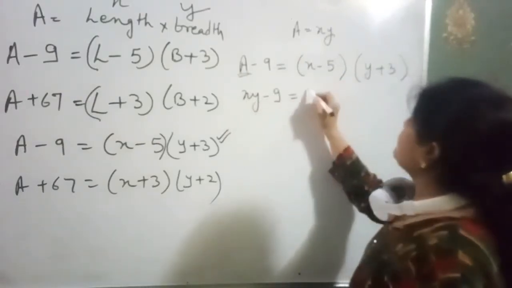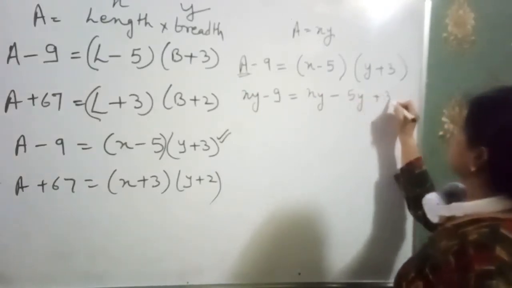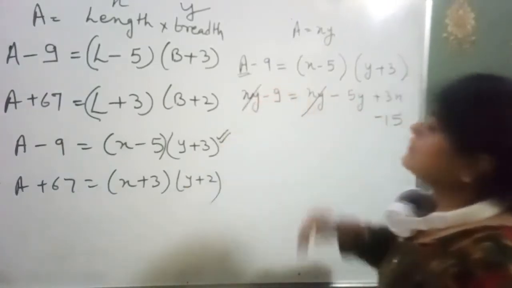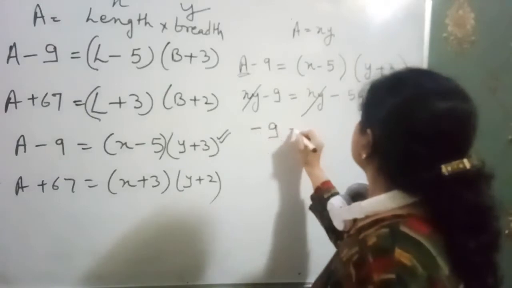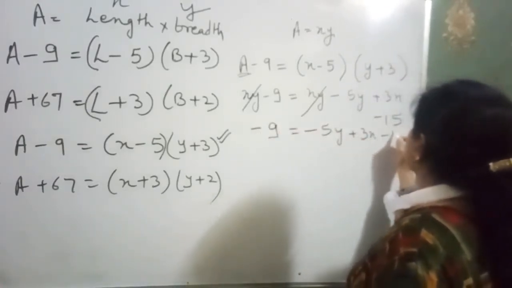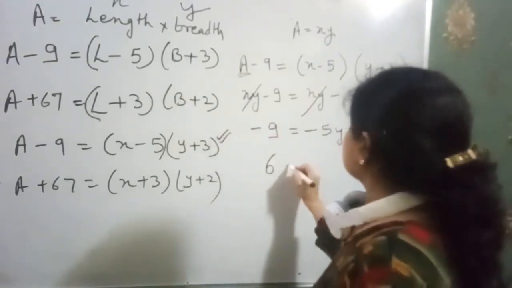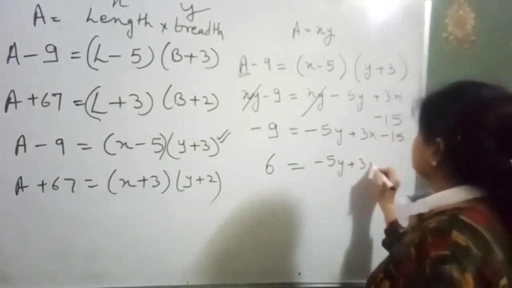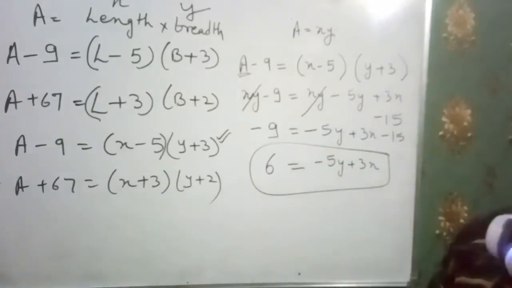Now multiply it, we have x into y minus 5y plus 3x minus 15. It gets cancelled. Okay. So we have minus 9 is equal to minus 5y plus 3x minus 15. So bring it over here. That means it has 6 equals 3x minus 5y. So this is the first equation. And in the same way we have to solve the second one.